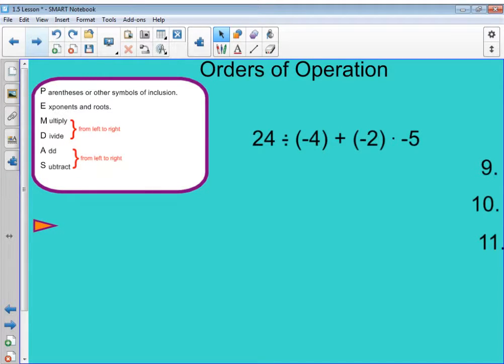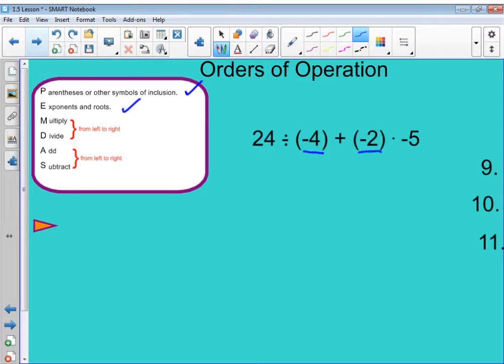So some of you need that little checklist, and some of you don't. So if you need that, then you might have to write the word PEMDAS down and just check off as you go. So here, when I look at this problem of 24 divided by -4 plus -2 times -5, I'm going to go through. Do I have any parentheses? Well, I do, but these parentheses are really just identifying integers. So I'm not going to have to simplify any further. So that's done. Do I have any exponents or roots? No, so those are done.